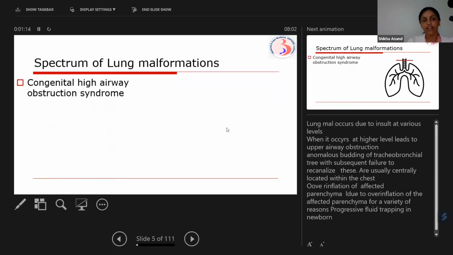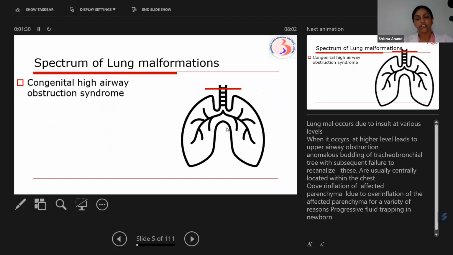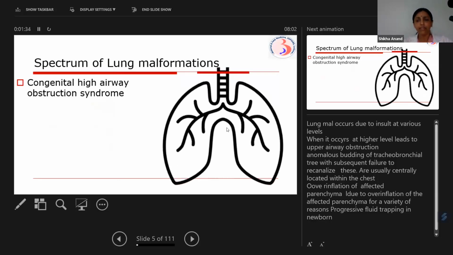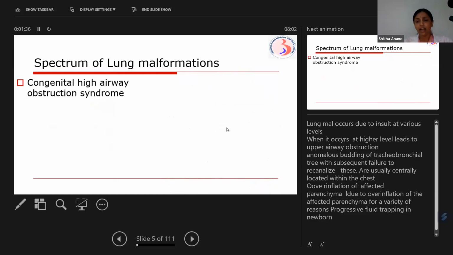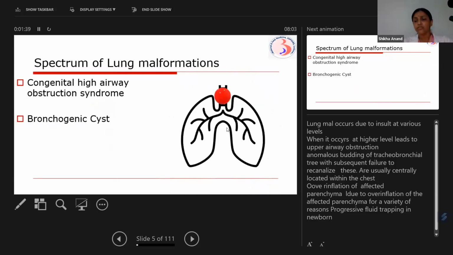When it occurs at a higher level, it leads to congenital high airway obstruction. Because of this obstruction, there is entrapment of the lung fluid, which is not able to drain out. So there is collection of the fluid in the lungs, leading to hyperinflated lungs. Bronchogenic cyst occurs because of anomalous budding of the tracheobronchial tree with subsequent failure of recanalization. And so these are usually centrally located within the chest.